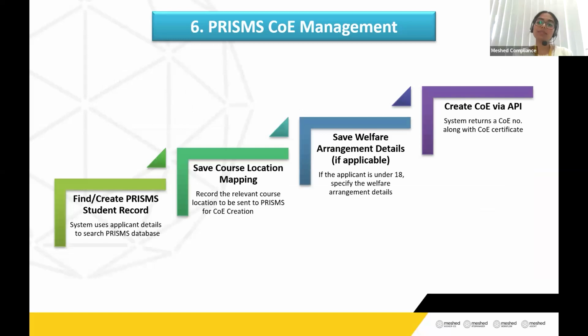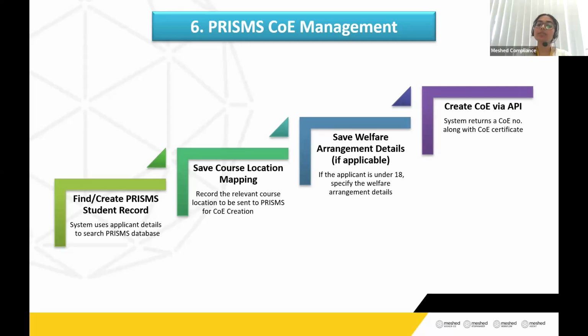So these are the steps that we ideally can say are used to create a COE. First step is find or create PRISMS student record. Now, even before this comes the data entry part, as we have talked about quite a lot now. So once your data entry is accurate and you have that in place, you have done the data mapping for PRISMS as well, you have a valid authentication, you can go on to create or find a student in PRISMS.